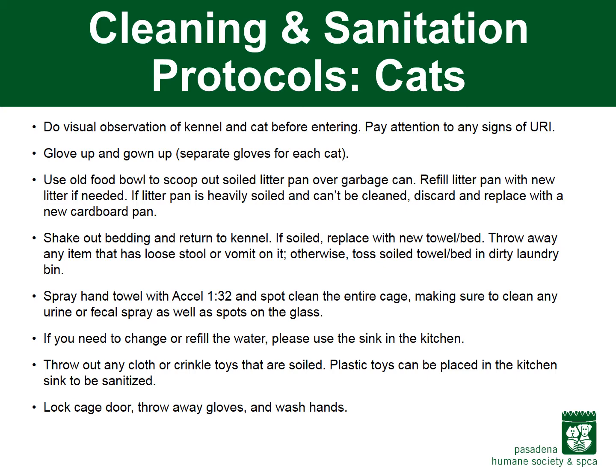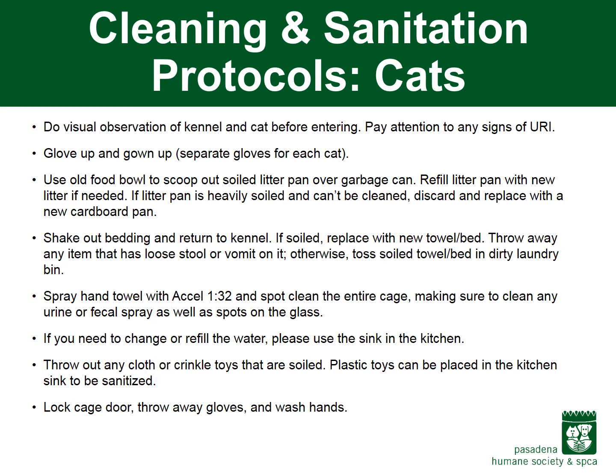Use an old food bowl to scoop out the soiled litter pan over the garbage can. Refill the litter pan with new litter if needed. If the litter pan is heavily soiled and can't be cleaned, discard it and replace it with a new cardboard pan. Shake out the bedding and return it to the kennel. You're obviously going to shake it out over the trash can because lots of little pieces will fly off. However, if it's soiled, go ahead and replace it with a new towel or bed. Throw away any item that has loose stool or vomit on it, right in the trash. Otherwise, you can toss the dirty towel in the laundry bin.